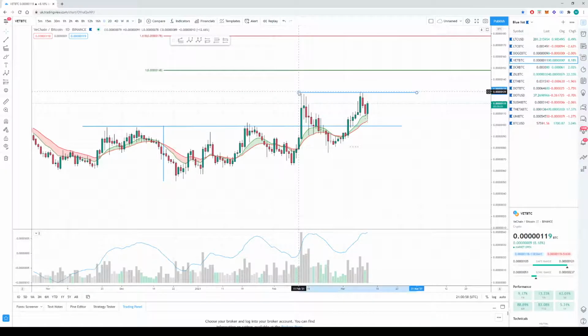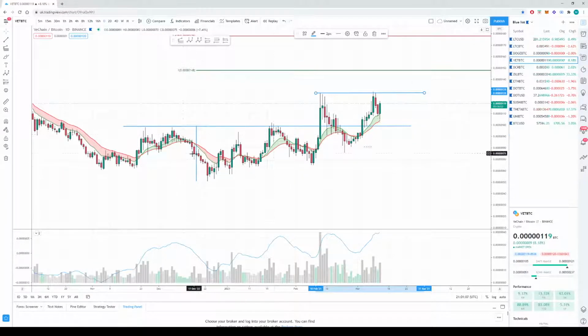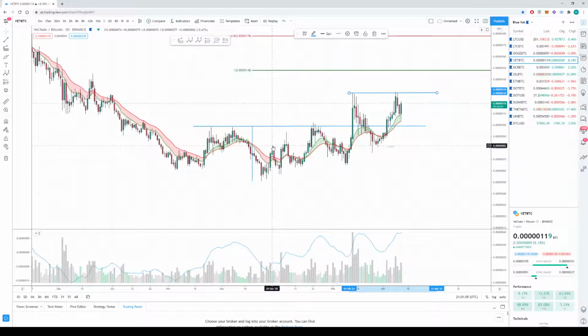But as long as this price isn't closed above this, I wouldn't enter this trade. But this does look like a head and shoulders bottom. But again, anything can happen in trading. That's why you have stop losses, and you only risk a very small percentage. I do 1%. I don't go above 1%.